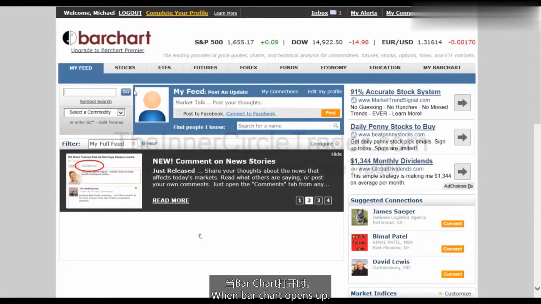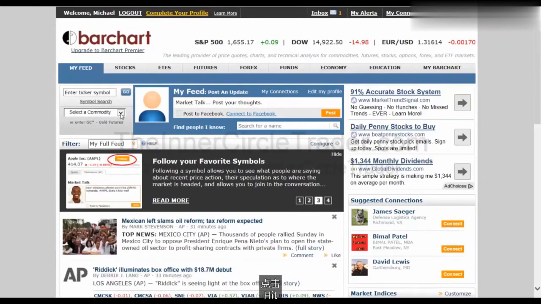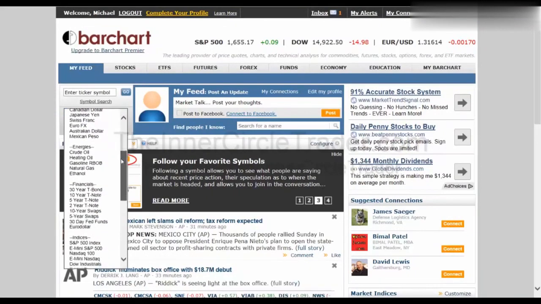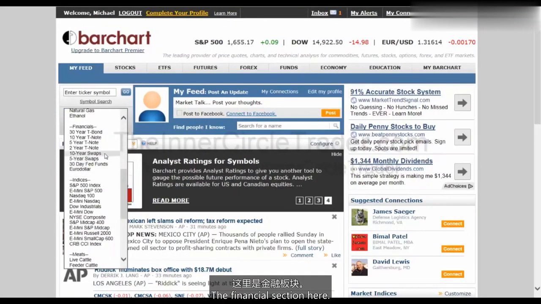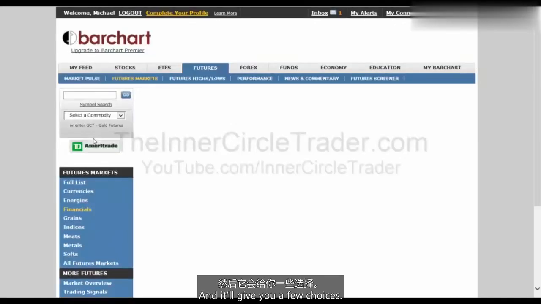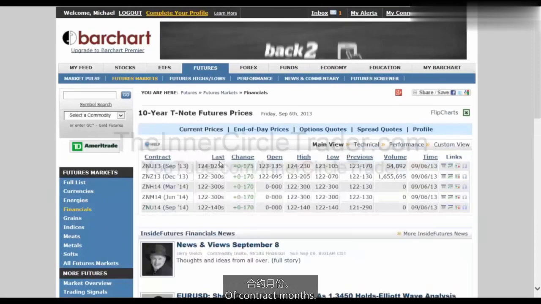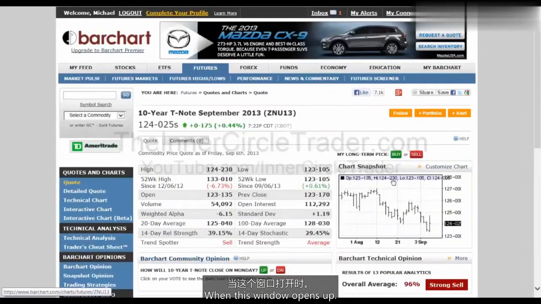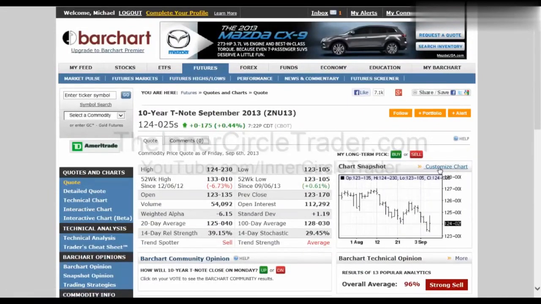When barchart opens up like this, you're going to look over here and it's going to say select a commodity. Hit that little toggle window down and scroll down to the financial section here and you'll see 10-year T-note. Click on that and it'll give you a few choices of contract months. Just use the highest month here, and in this case it's September. When this window opens up, you're going to go over here to customize chart. Click on that.